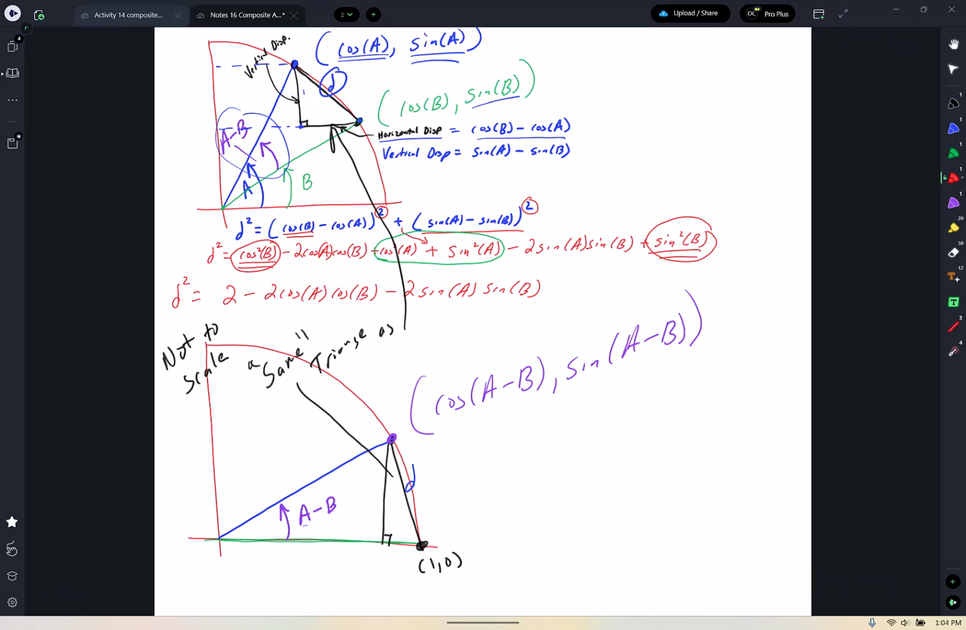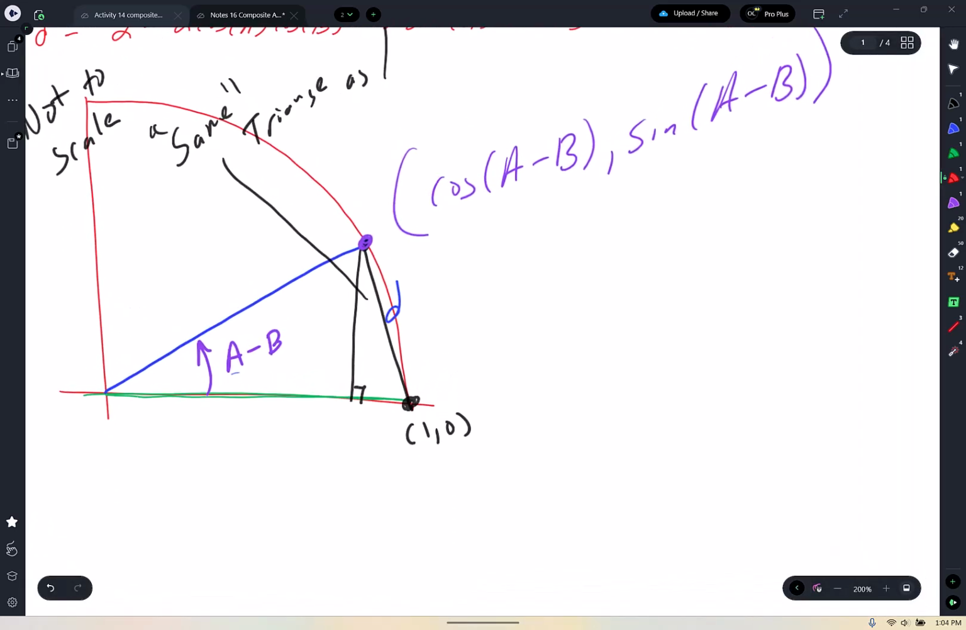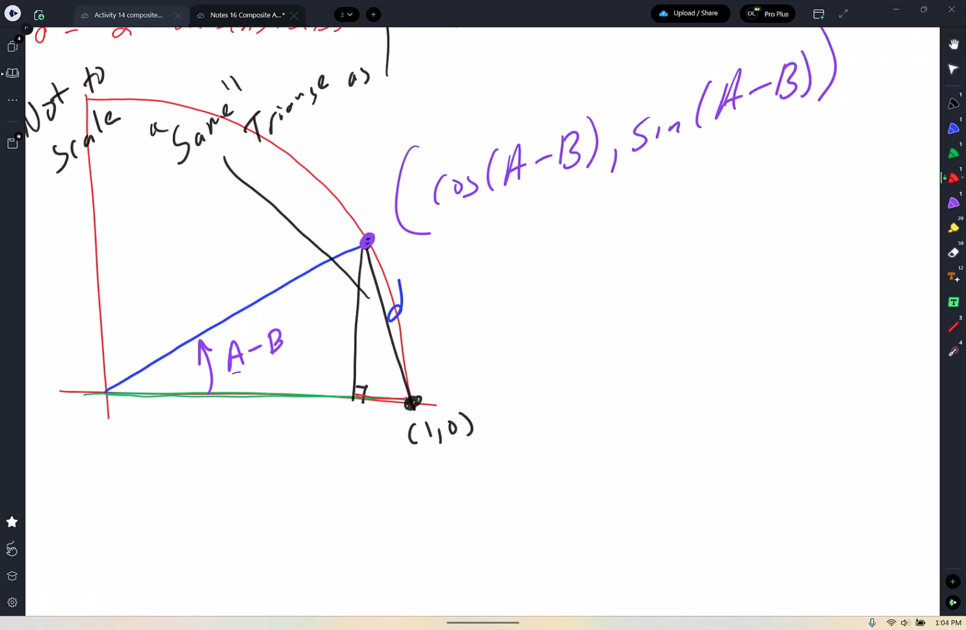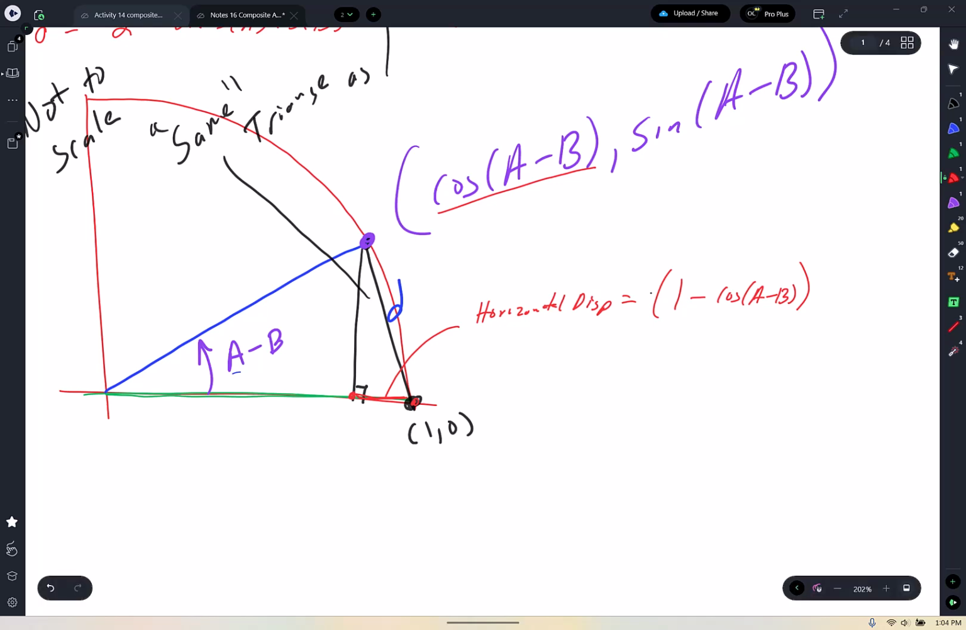Okay, check this out. I'm doing Pythagorean theorem again, the same deal. So I need the horizontal displacement. So this guy right here, I'm going to say horizontal displacement is coordinate 1, so 1 minus, and then this x value is this x value, cosine of A minus B. And that's it. I don't know why I put parentheses. I'm not squaring anything. That's a horizontal displacement.